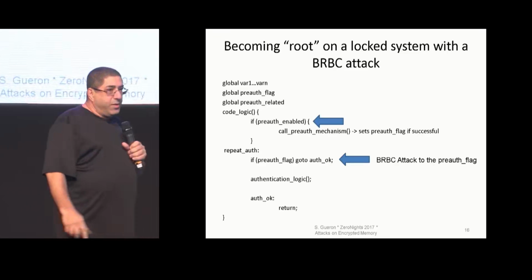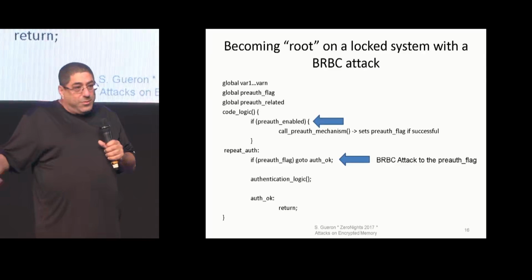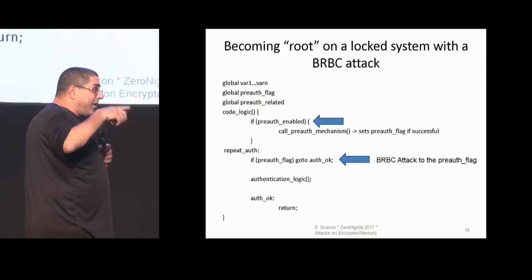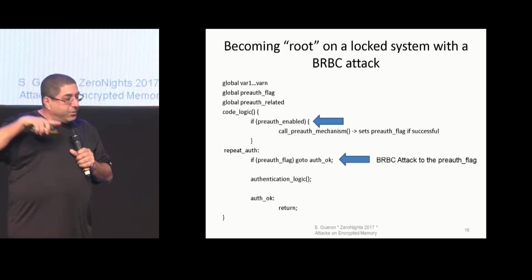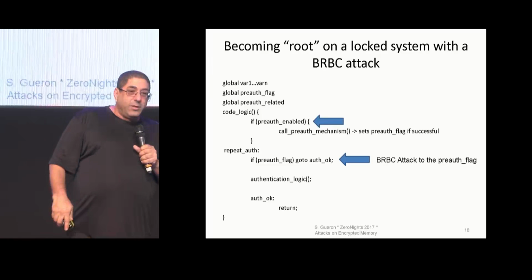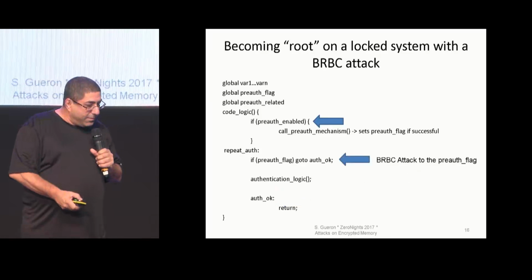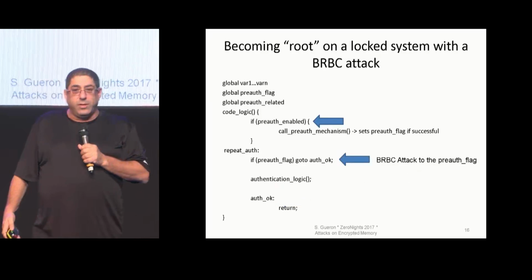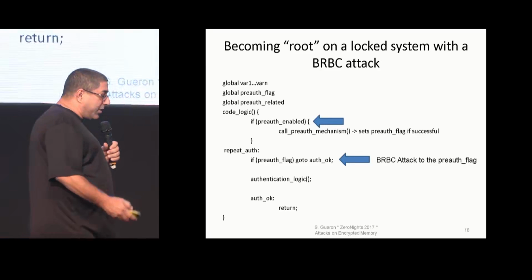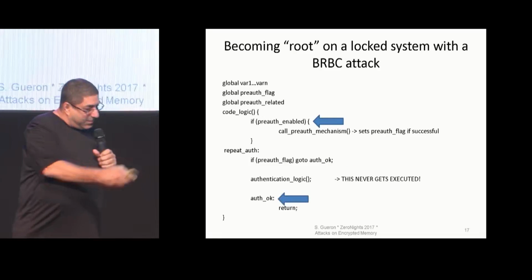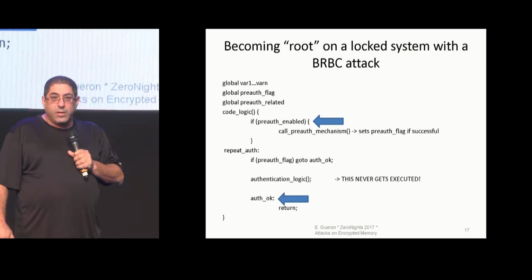But the structure of this code is known. It's part of Linux. You can just go and see. So you know exactly the addresses where all of the variables are stored in memory. In particular, this flag, pre-authentication flag. All right. So if you are able to change pre-authentication flag from 0 to 1, then it is going to skip the authentication logic. It will not be executed, and then you're in authentication okay, and you've won the game.